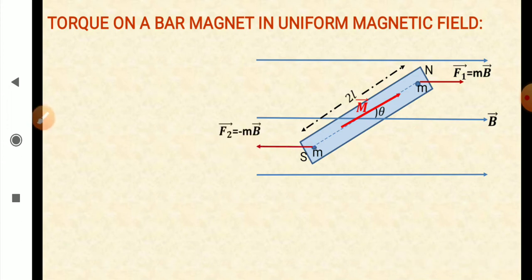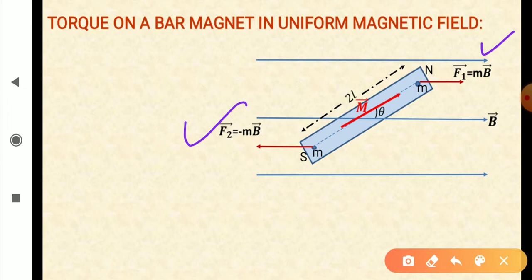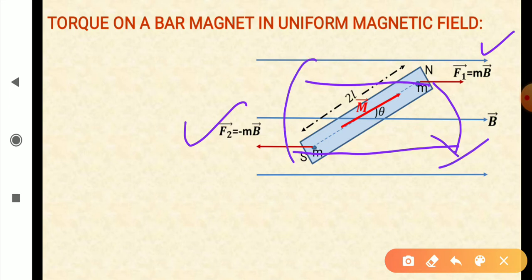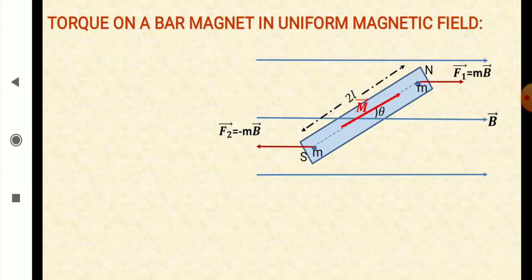F2 is equal to minus Mb. Now, this F1 and F2 are equal and opposite in magnitude, but they have different lines of action, you can see. So as a result, they will try to rotate the magnet in clockwise direction like this. So we wish to find out the torque acting on the magnet.